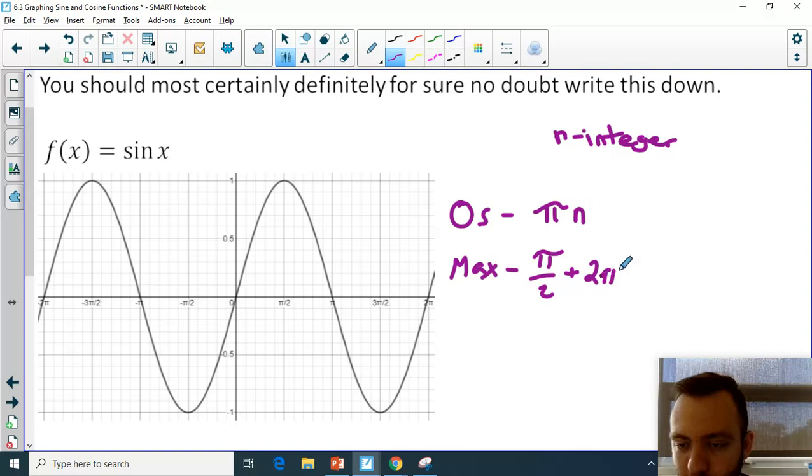But you can add 2 pi as many times as you want, or you could subtract it. So we're going to stick n on there, which just says any integer, right? So all that n is saying, add 2 pi as much as you want, or subtract 2 pi as much as you want. That's where your maxes are going to be.